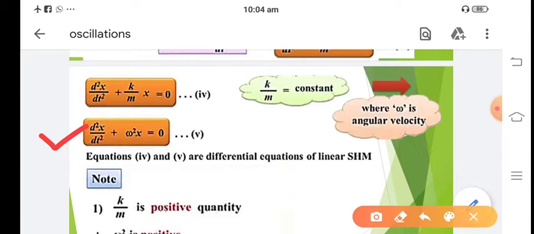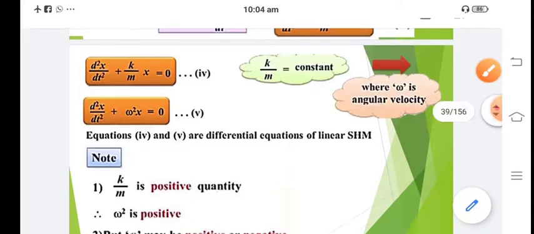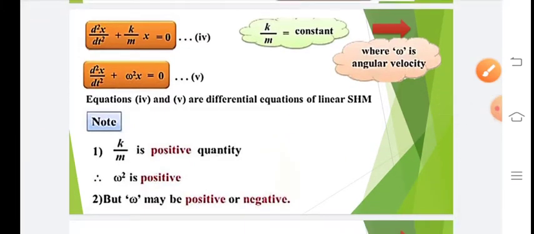So we should note that k by m is a positive quantity and omega square is positive, but omega may be positive or negative. So d square x upon dt square plus omega square x is equal to 0 is the differential equation of linear simple harmonic motion.